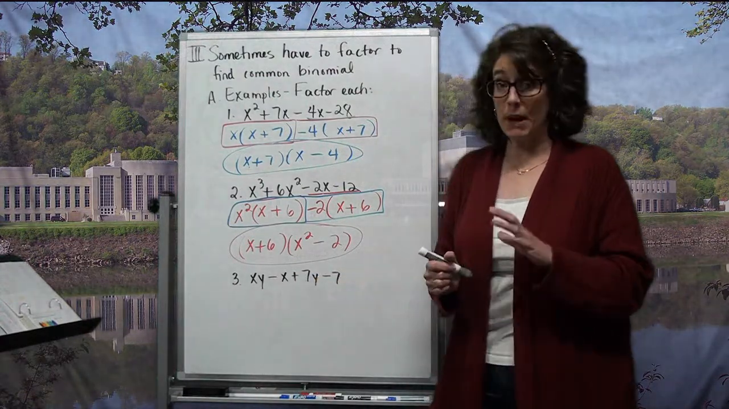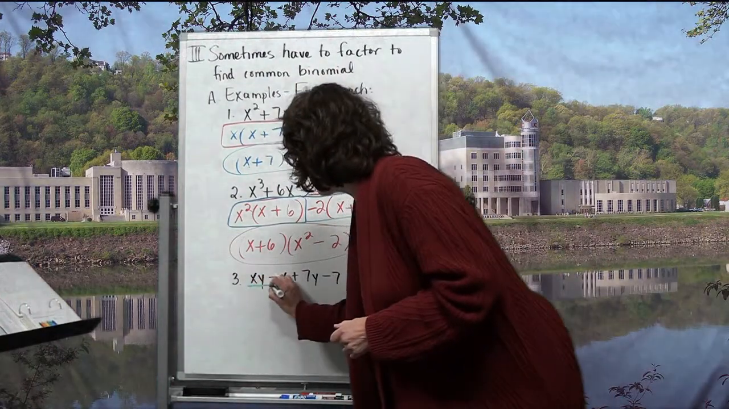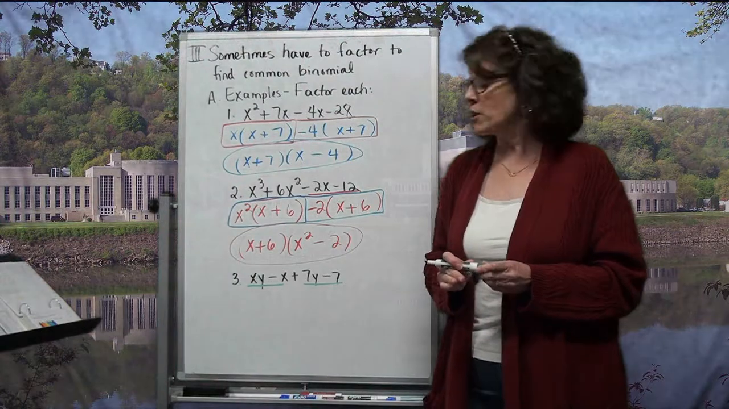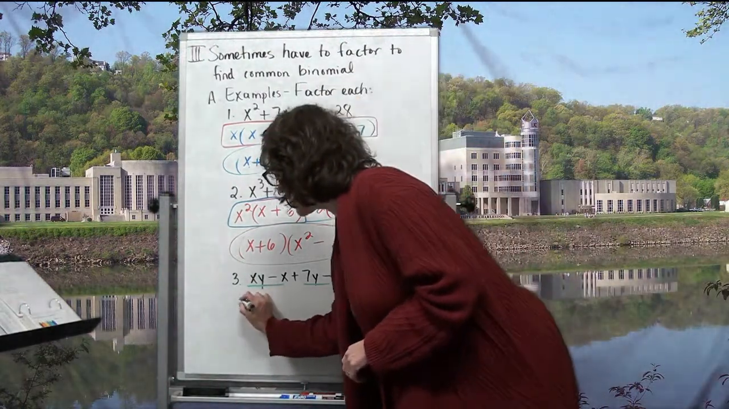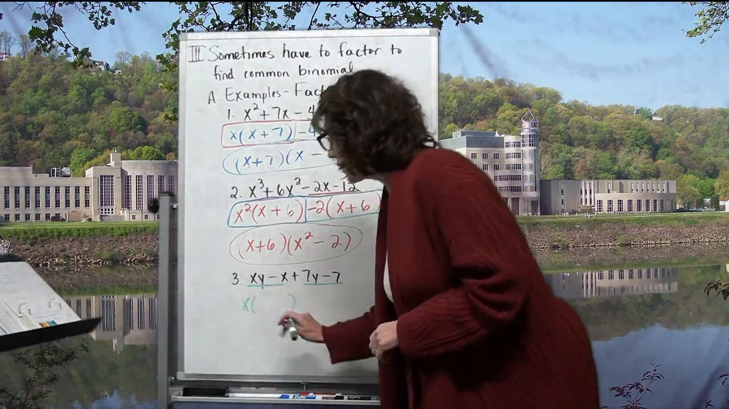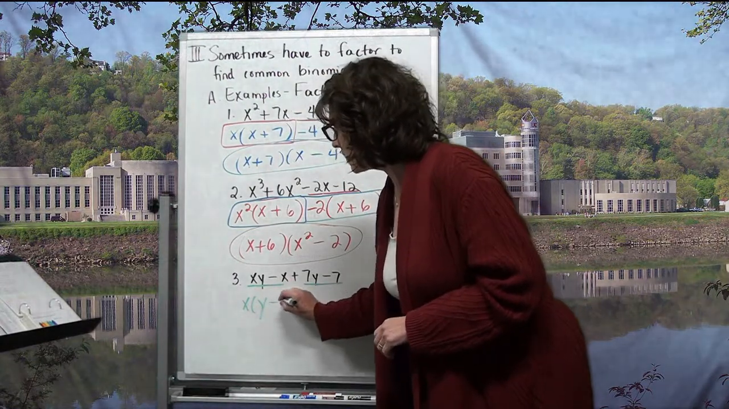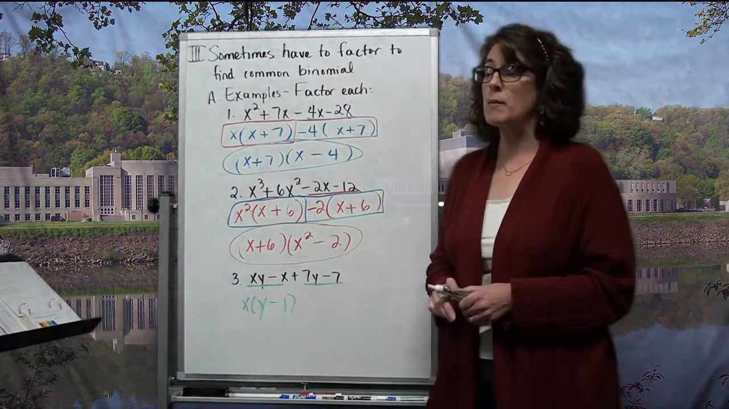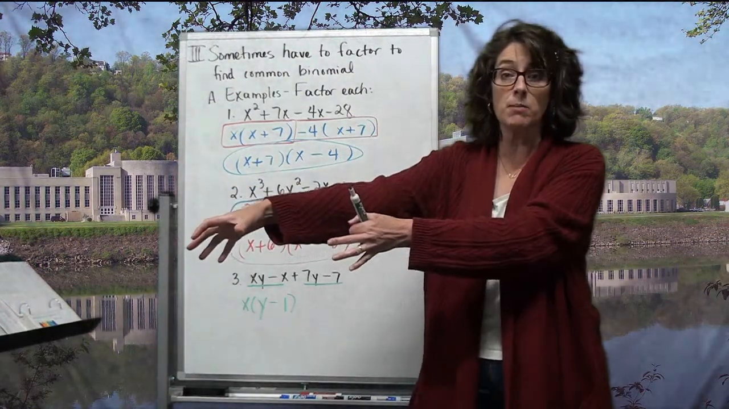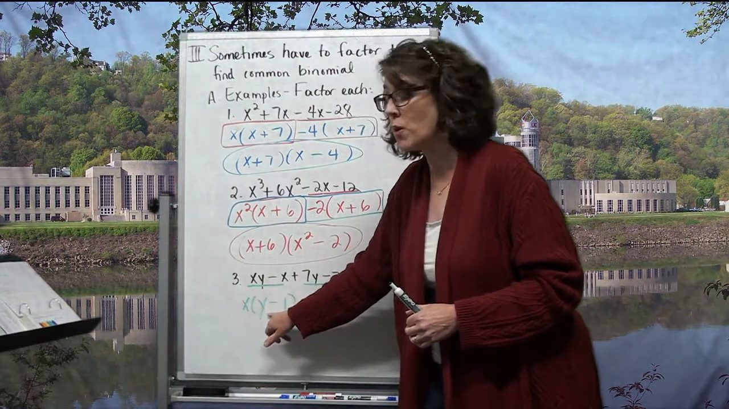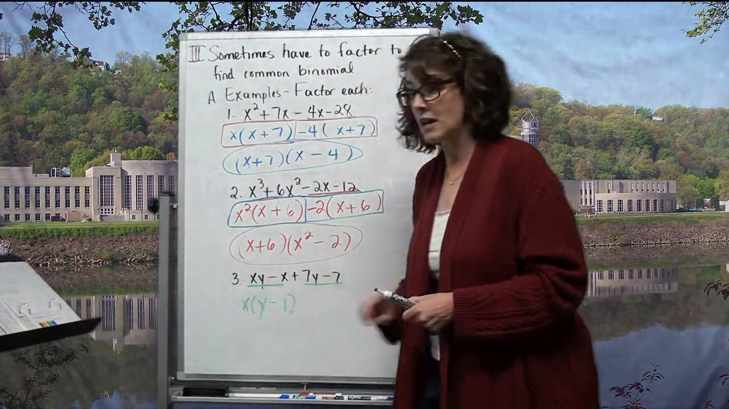So once again, I'm going to pair things up, pair up these two, and pair up these two. And then I'm going to look for what's common to both of the pairs. Here, I can take an x out of both. When I take the x out of here, I'm left with a y. Take the x out of here, I'm left with a negative 1, because remember, I'm dividing. I'm not literally taking the x out, leaving me with nothing. I'm dividing. When I take this xy and divide it by x, I'm left with a y. X divided by x is a negative 1.